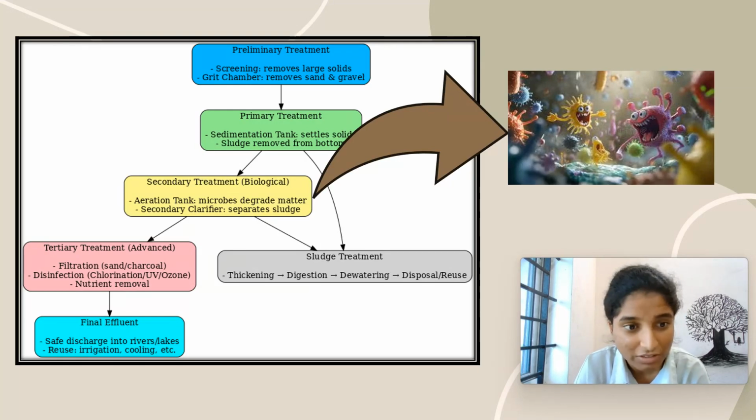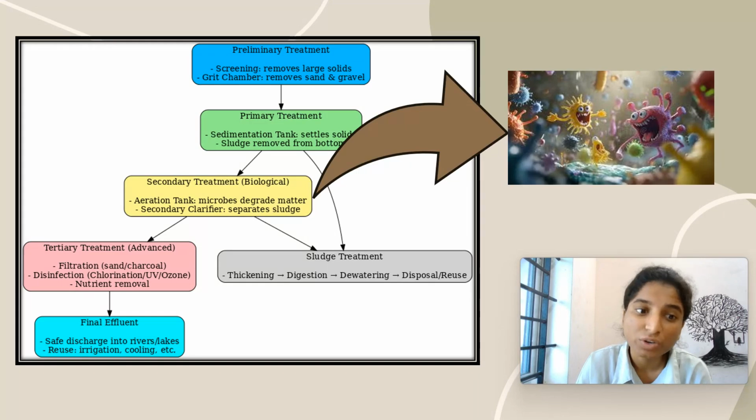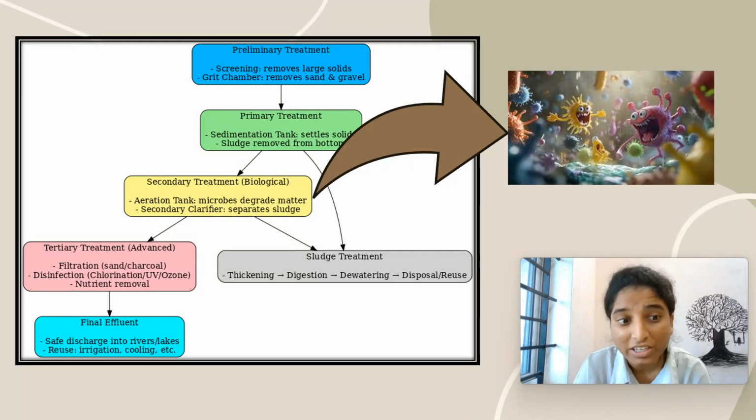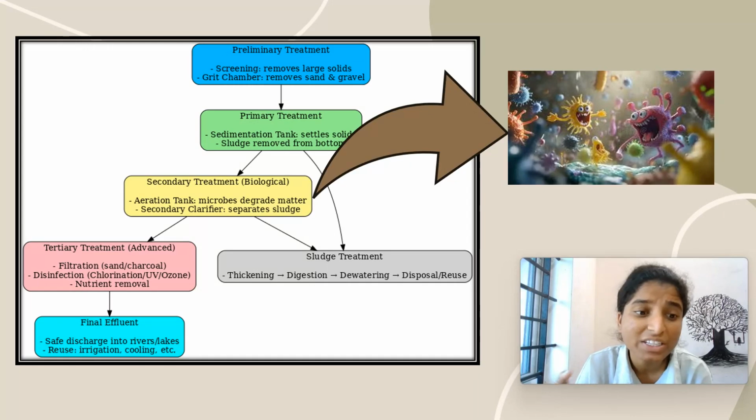Next comes the tertiary treatment, which is very advanced. Here we use filters such as sand or charcoal. Disinfection is also used, like chlorine, UV, and ozone, and because of this we can take out the nutrients. For example, if the wastewater contains nitrogen, phosphorus, and potassium, we can take it out and use it as fertilizers in agriculture. The final effluent will be the cleanest and is safely discharged into rivers or lakes, or reused in irrigation and cooling, etc.